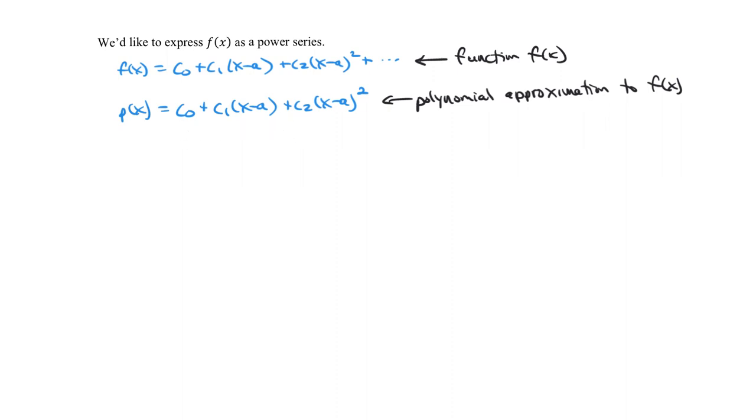Okay, so to get started, here's what we need. This is what we said from the previous page. What we need is p of a to equal f of a. We want our polynomial to be the same as the function at point a. We want p prime of a to equal f prime of a. We also want p double prime of a to equal f double prime of a. So we want the second derivatives to be equal also.